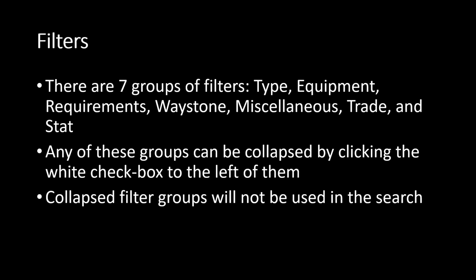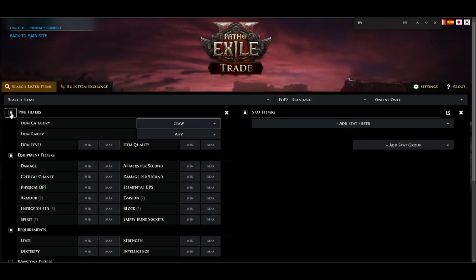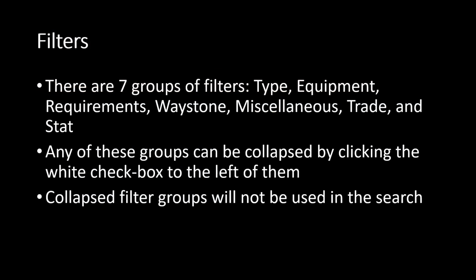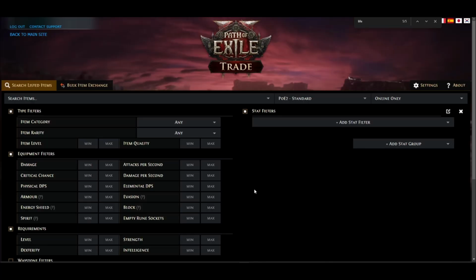There are 7 groups of filters: type, equipment, requirements, waystone, miscellaneous, trade, and stat. Any of these groups can be collapsed by clicking the white checkbox to the left of them. Collapsed filter groups will not be used in the search. I'm going to go through quickly some of the more important filters on the side here.